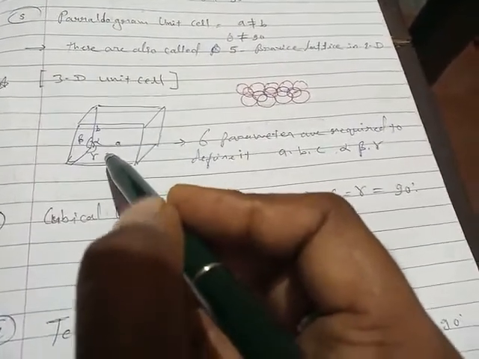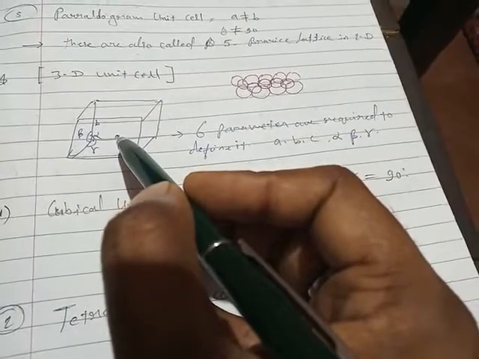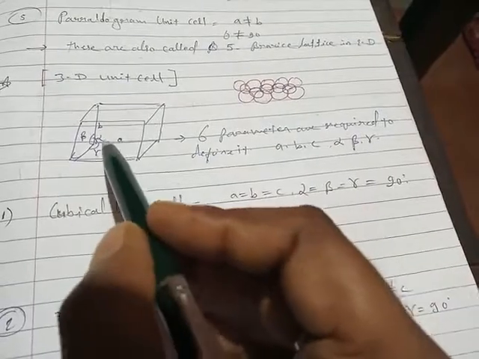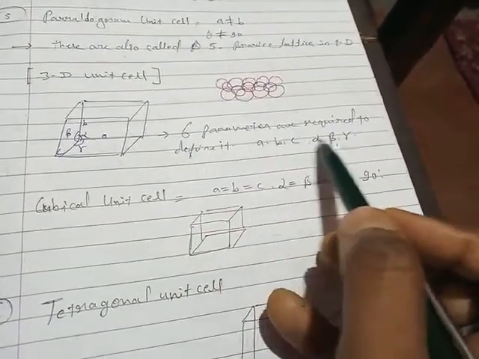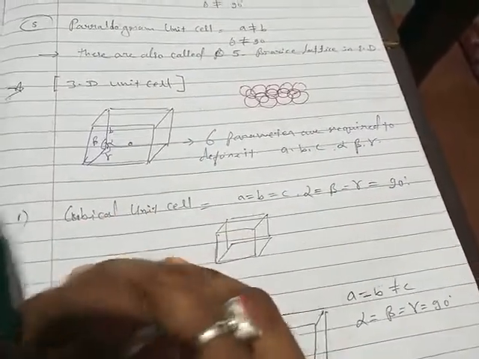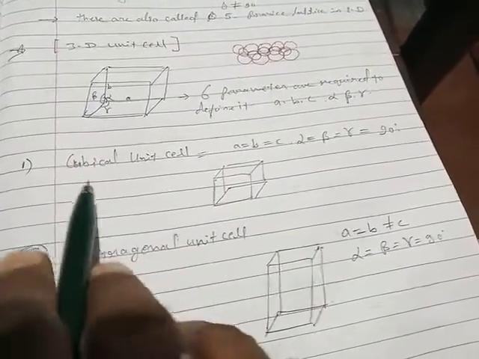We can also give the proper measurement of the parameters, the lengths and the angles. So we can give the names in the proper way. Six parameters are required to define the 3D unit cell. And how many types of 3D unit cell are there?